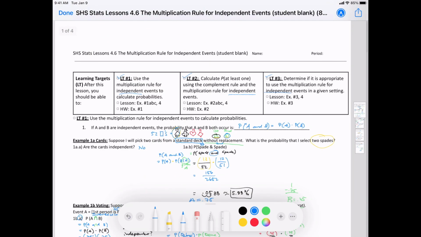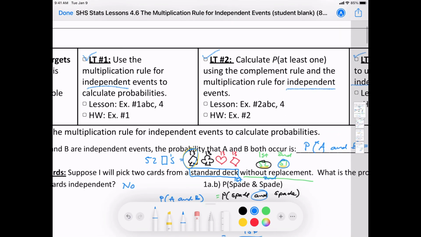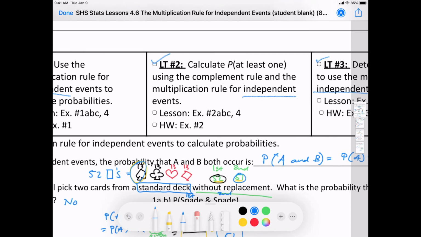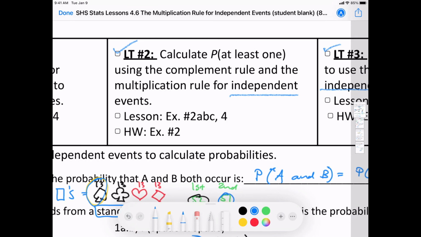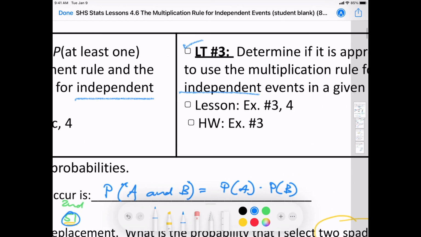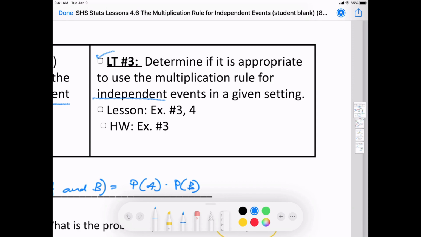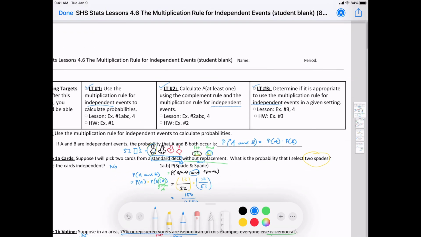Alright, so let's review. Learning target number 1, use the multiplication rule for independent events. If we establish that they're independent, then we can multiply the 2 events. Learning target number 2, if I see the keyword at least 1, I can use the formula 1 minus the probability of none, rather than adding all of those up. And the third one, I want to make sure that I have established that they are independent, and if that's appropriate, then I can actually multiply them. And that was lesson 4.6.